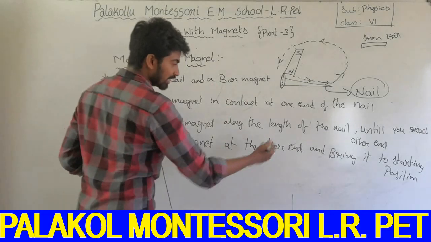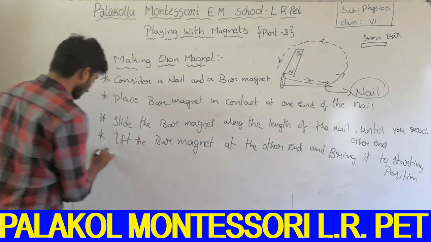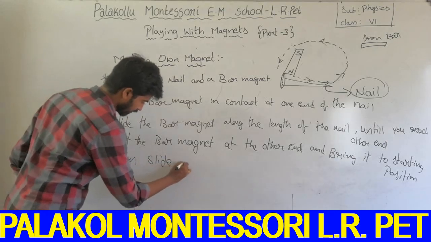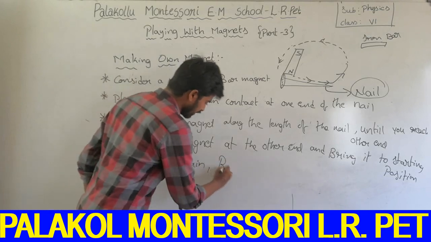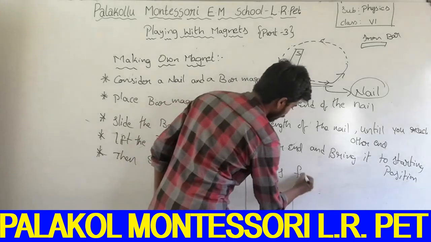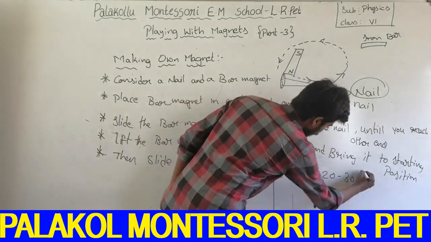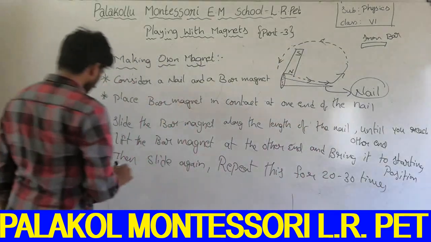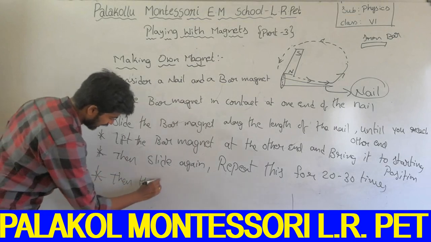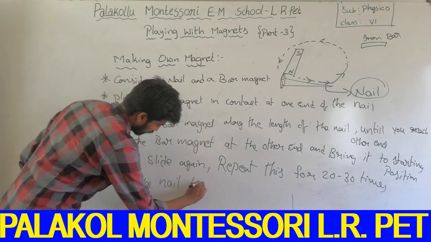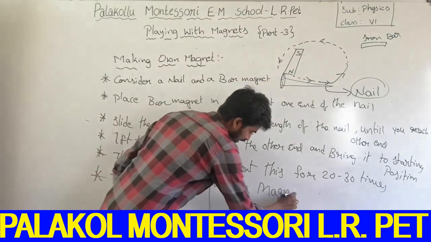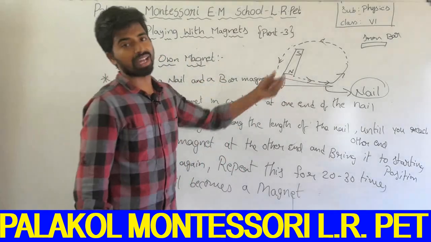So lift the bar magnet at the other end and bring it to the starting position. Then slide again. Repeat this for 20 to 30 times. Then the nail becomes a magnet. Then the nail behaves as a magnet.